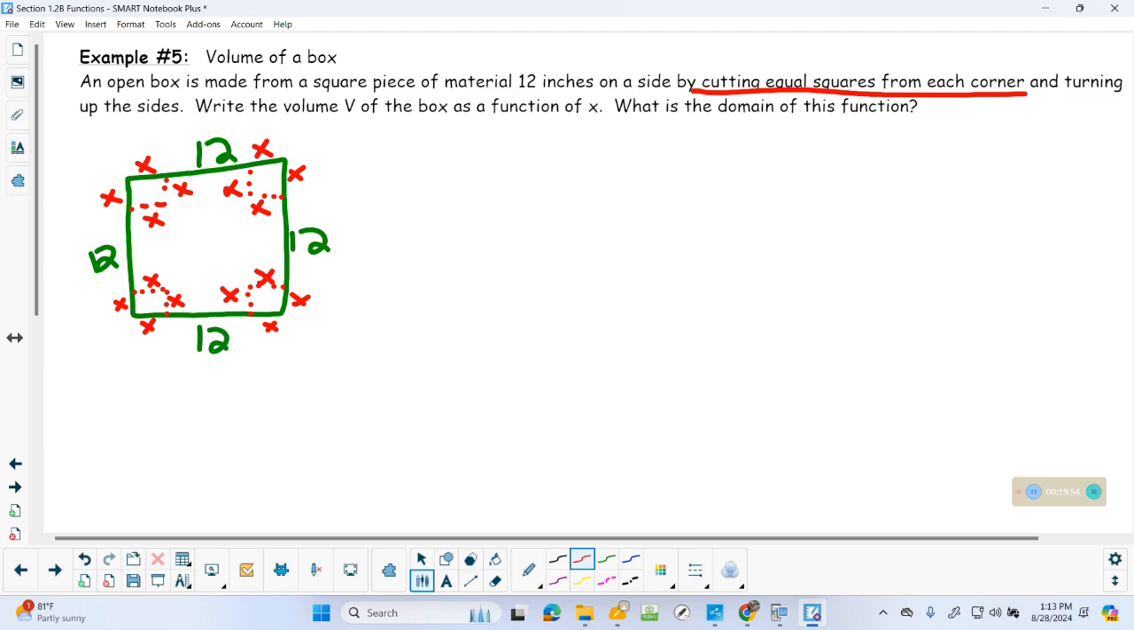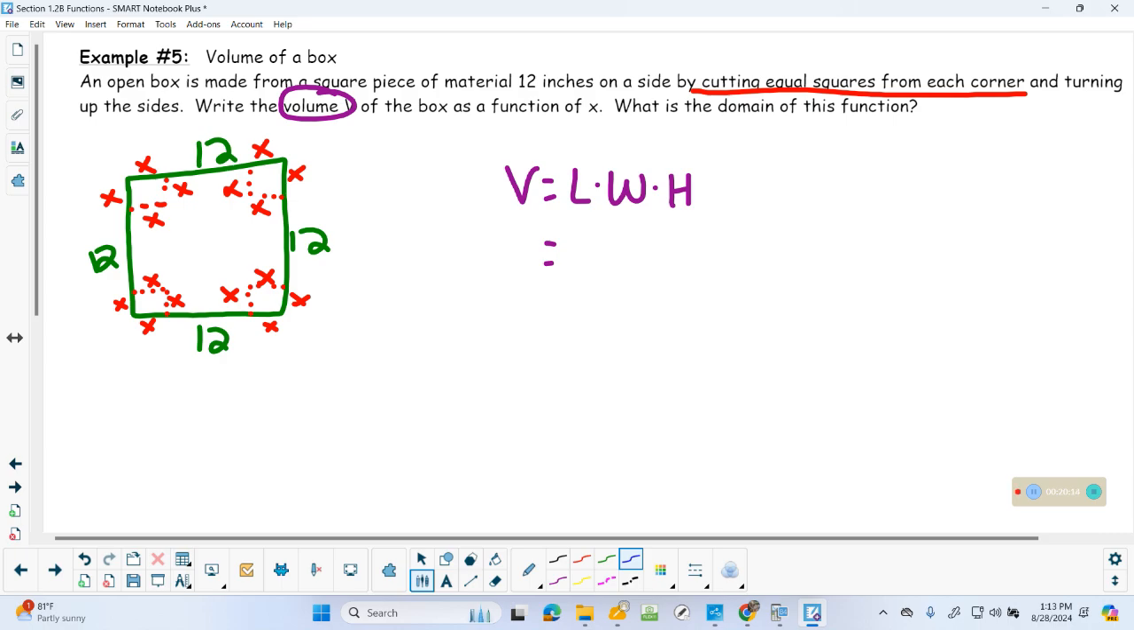Now, next up, it wants us to find an expression for the volume. So that was that warm-up problem that we had to review our formula for volume, our length times width times height. So let's talk about that. I'm going to start with the length.